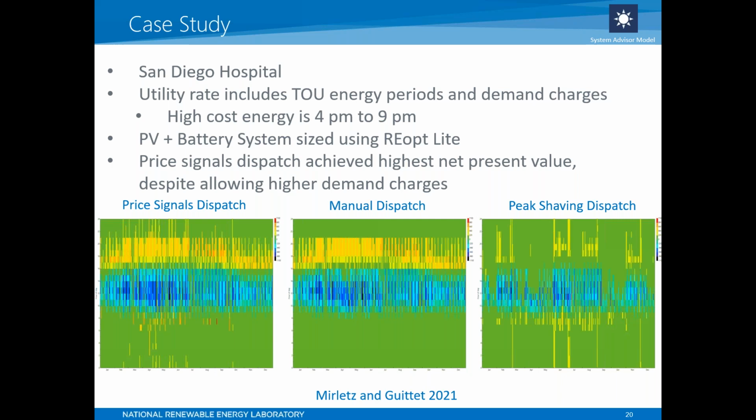So then price signals dispatch is doing a bit of both. It is really targeting a lot of discharging for that high cost period, but then will also frequently go later into the night and meet morning peaks.